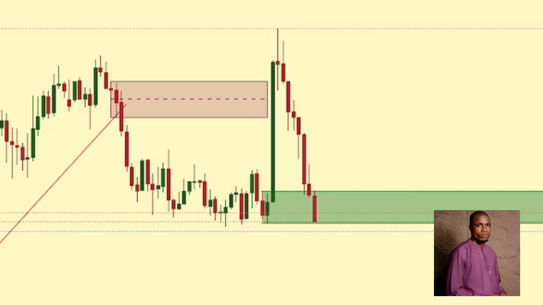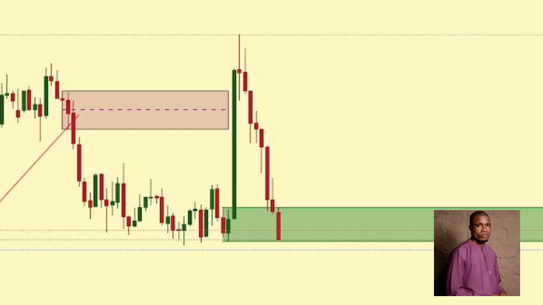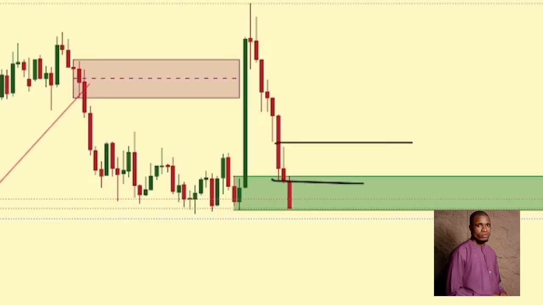So the plan here is that daily supply zone is in control. Wait for 1-hour demand zone to fail. Look for fresh supply zone to be formed. Enter on confirmation. No confirmation, no trade.